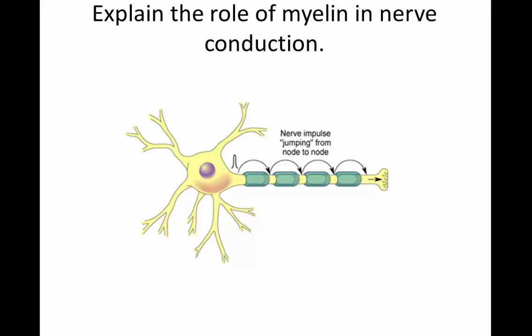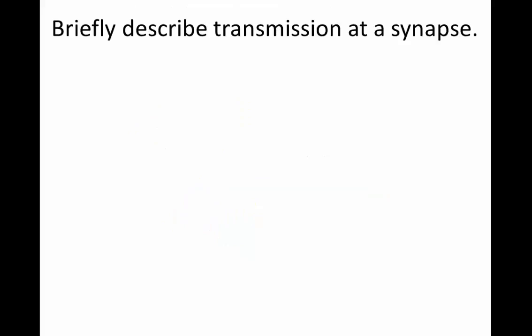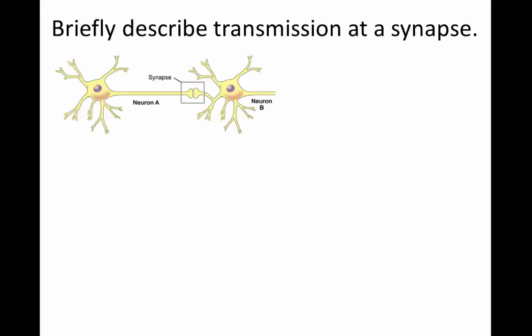But then how does the signal move from the axon terminal to the next tissue over, perhaps a muscle cell or a gland or another neuron? So we want to describe the transmission of the signal at the synapse. And so what is the synapse? The synapse is the region of connection between a neuron and then another tissue or another cell.